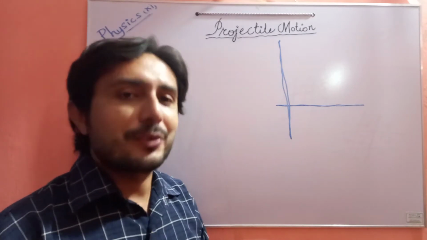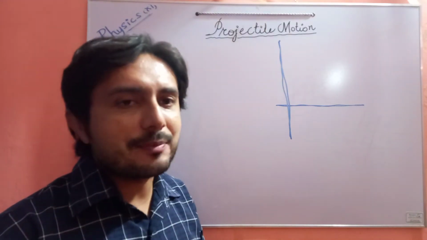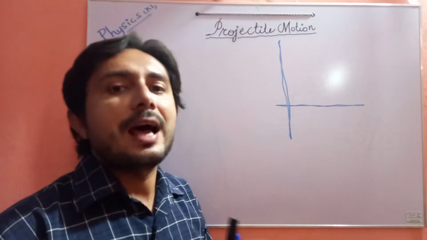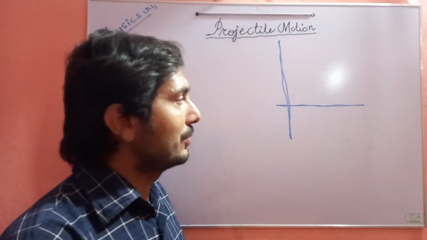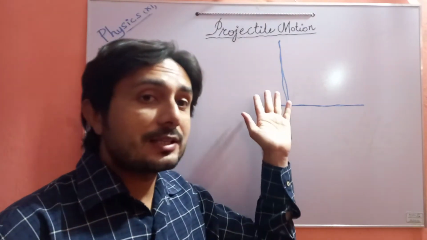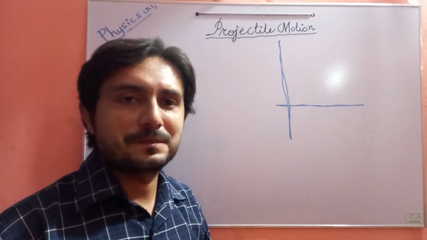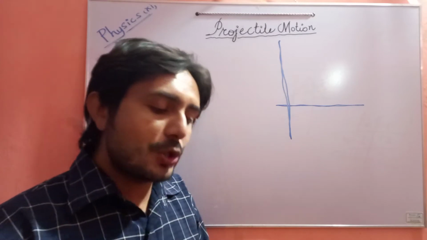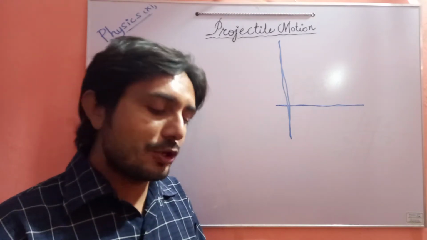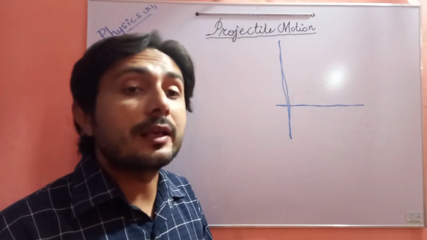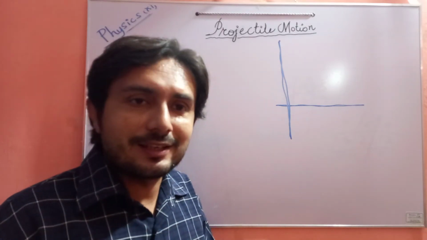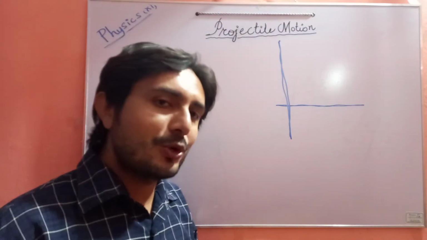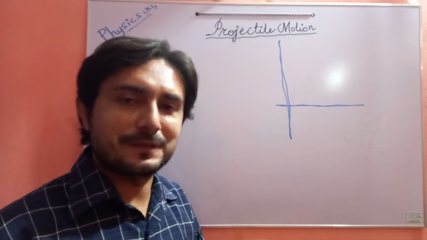It means projectile motion is that type of motion which is under the influence of both the x-axis as well as the y-axis. Or in other words, we can also say that the motion of a body which is under the influence of gravity is known as projectile motion.